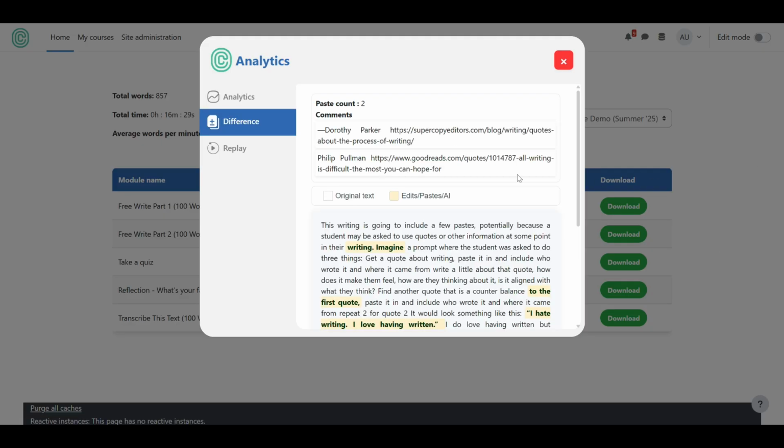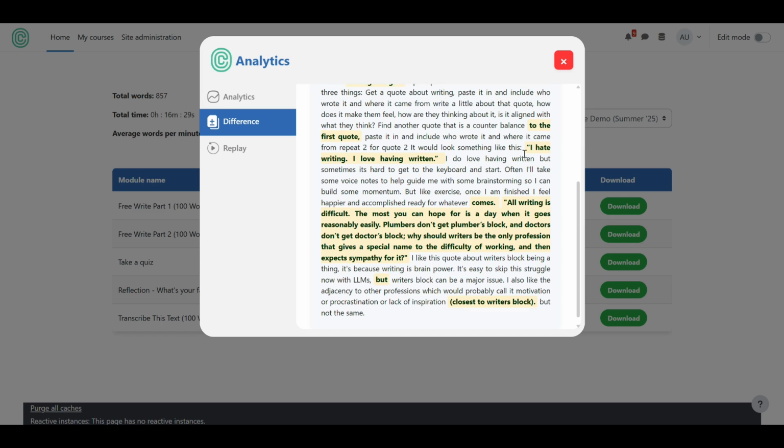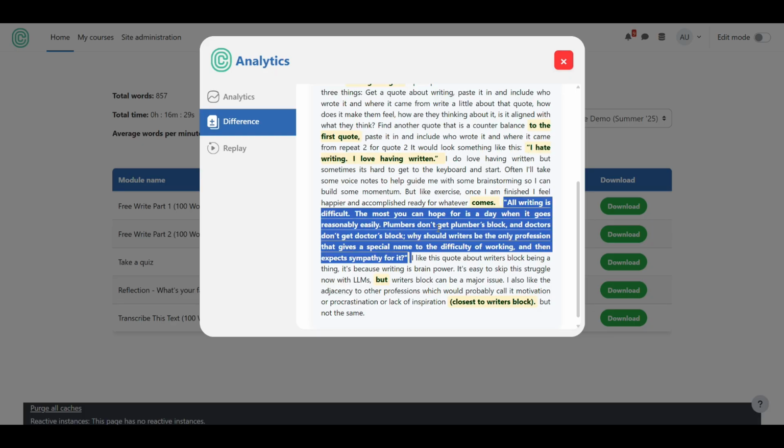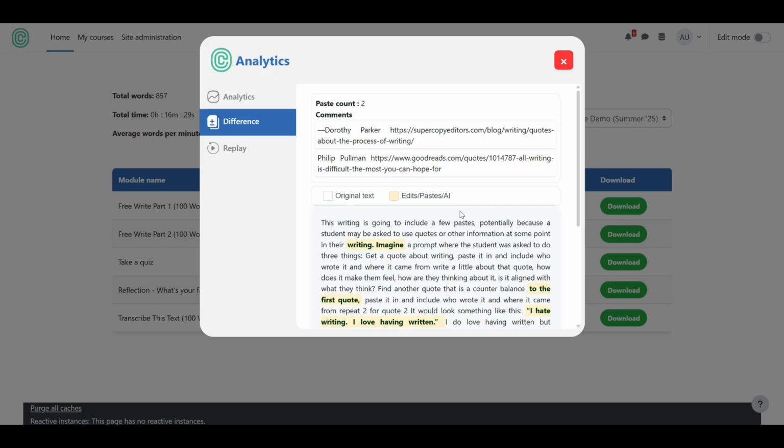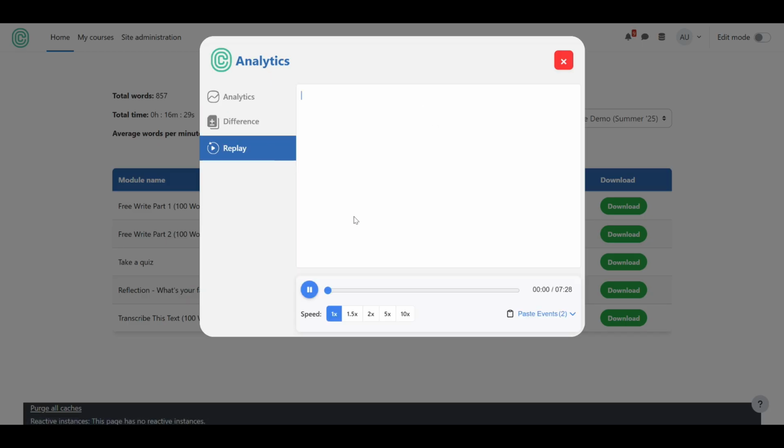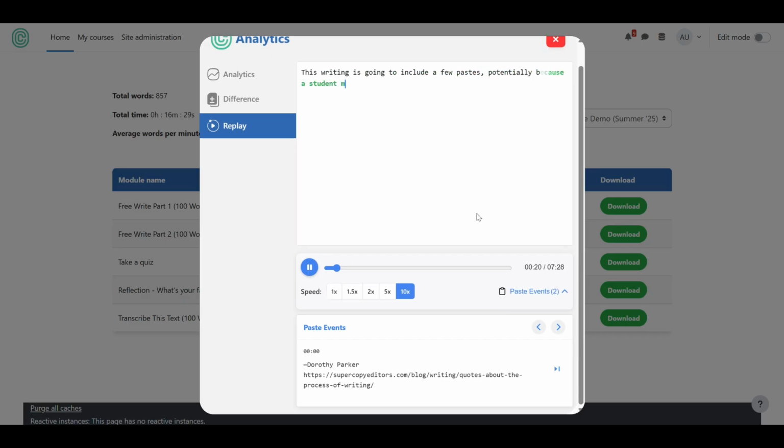If we take a look, we're going to see that there are 2 paste events, one from Dorothy Parker, one from Philip Pullman, and the student has identified these with quotation marks, right? So here's paste number 1, and here's the quote number 2. But we also see a significant amount of writing from the student directly attributed by the unhighlighted text. And if we look at the replay, we're going to see lots of great information about how information was captured, and the editing process that the student went through.